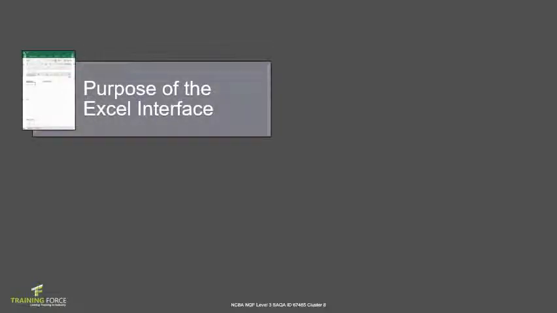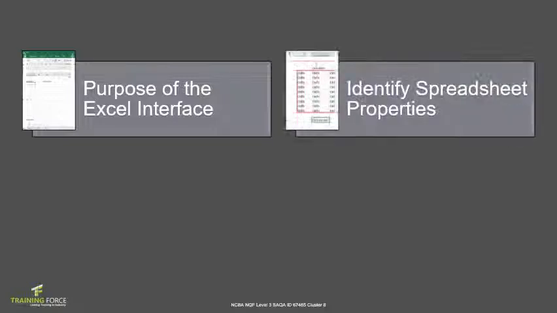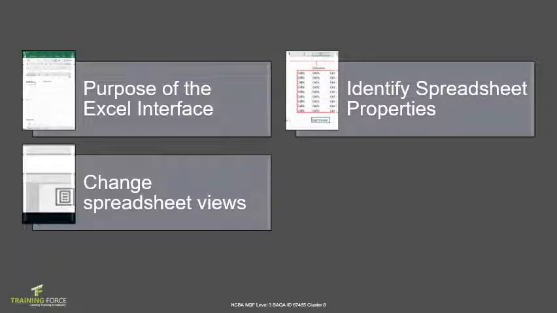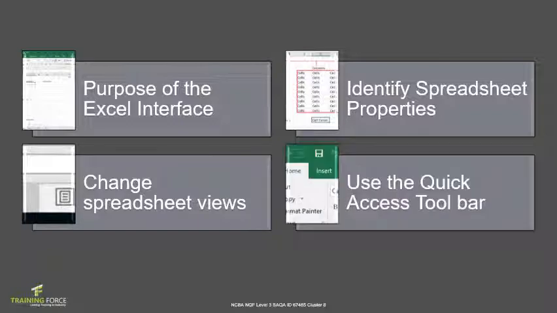In this topic we'll learn the purpose of the Excel interface. We mean the Excel window, because an interface is something that allows a user to communicate with a computer. The properties, which are things that belong to a spreadsheet, and I think changing the views needs no introduction. And we'll learn about a bar that allows us quick access to commands.